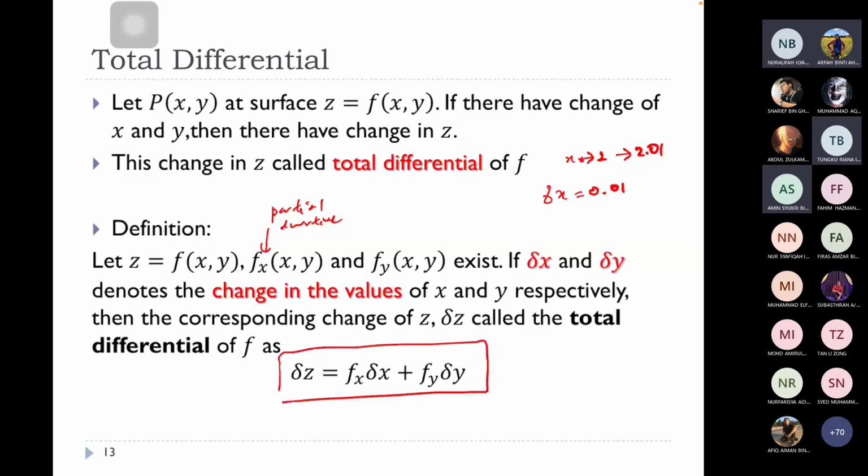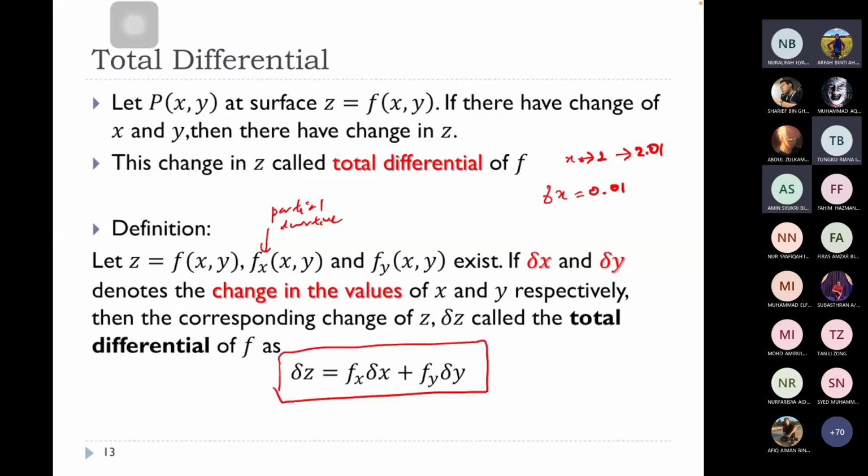So that is why the equation will be find the partial derivative with respect to x and then how much the changes delta x plus the partial derivative with respect to y and the amount of changes in y, delta y. So we will have the total changes in z because p is a function that located at the surface of the function of z. Okay. So dapat.